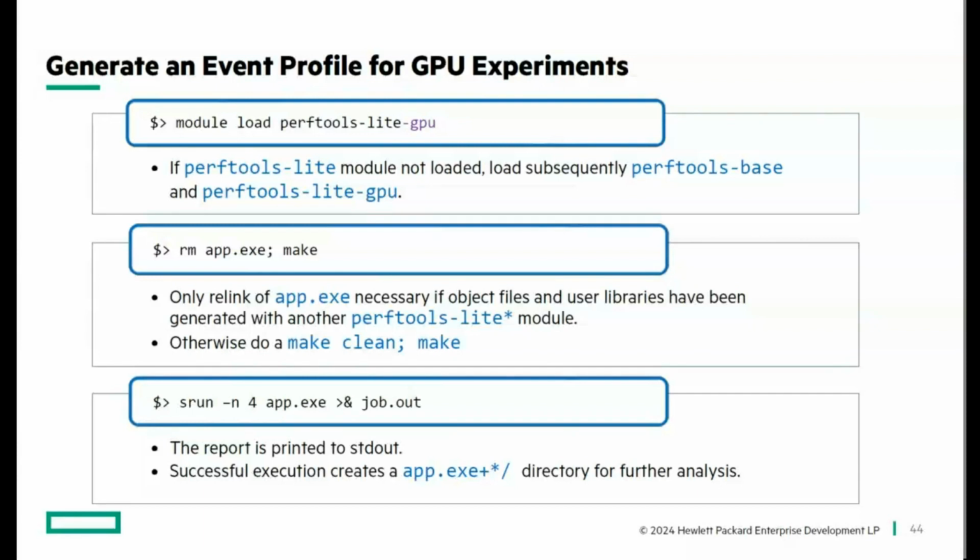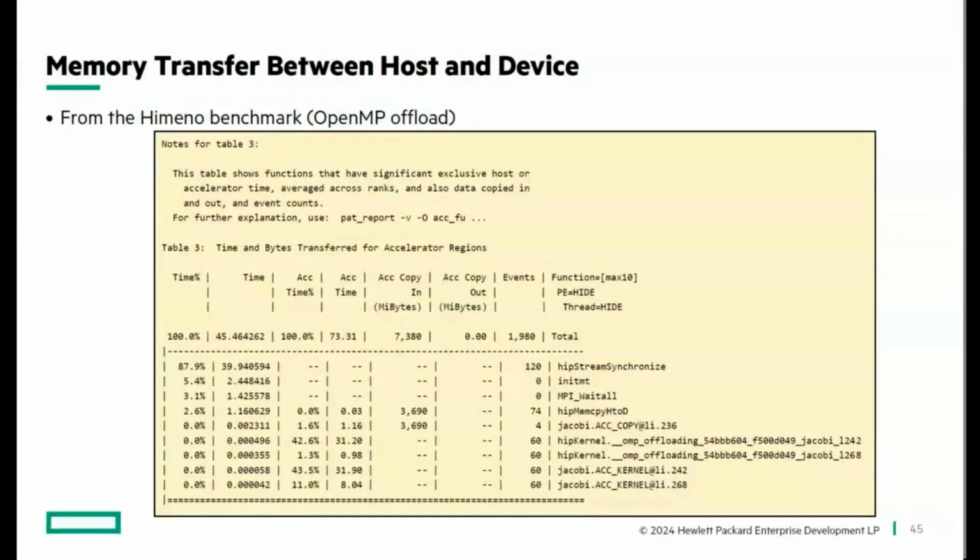There should be text-based output directly to your Slurm job output as well. So an example of this on the next slide. So this is just from the Hymeno benchmark we ran, and it just gives you an idea what to expect.